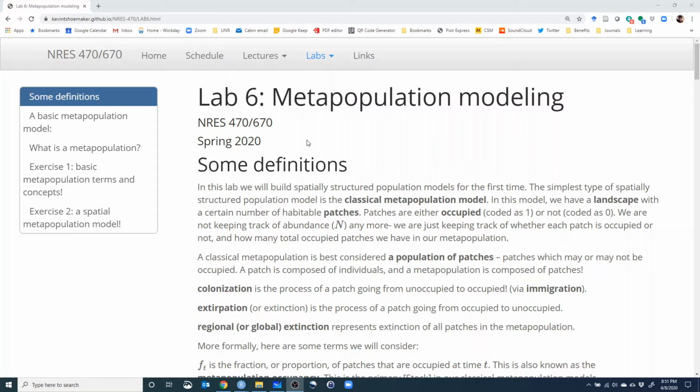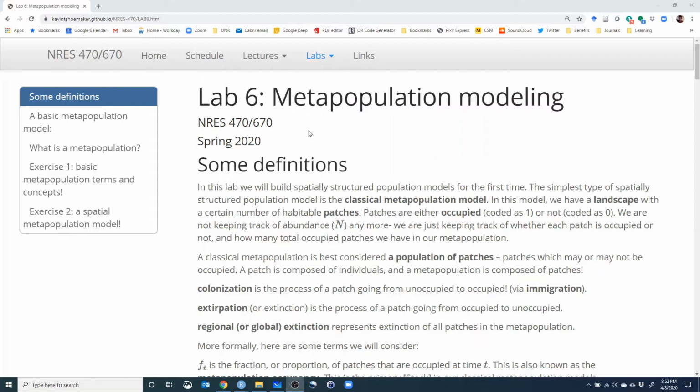A classical metapopulation is best considered as a population of patches. So instead of a population of individuals, we're thinking about a population of patches. That's where the term metapopulation comes from. Meta just means the next level up. So you take a population, and then a metapopulation is a population of populations. A population is a population of individuals. A metapopulation is a population of populations. And when we say a population of patches, we're acknowledging the fact that some patches may not be occupied at any given time. So we can't really call it a population necessarily if there's no individuals in it.